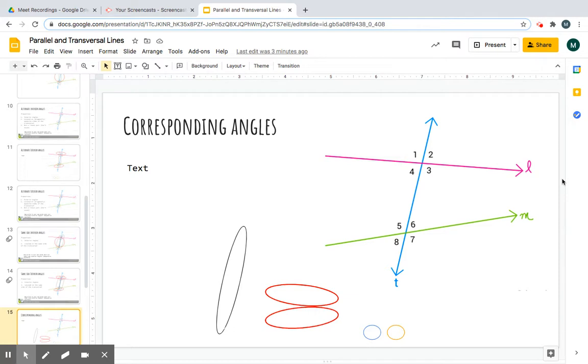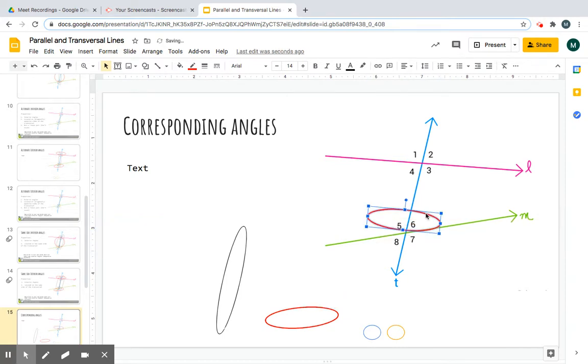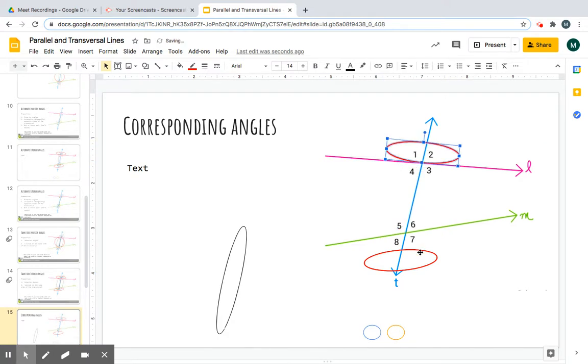So corresponding angles, on the other hand, would have one interior angle and one exterior angle. So that's a bit different from what we have been looking at, right? Since they have one interior and one exterior, I'm going to highlight some exterior angles here. So these are exterior angles, right? We agree 1 and 2 are exterior, outside of the two lines. 5 and 6 are interior, they're in between the two lines.